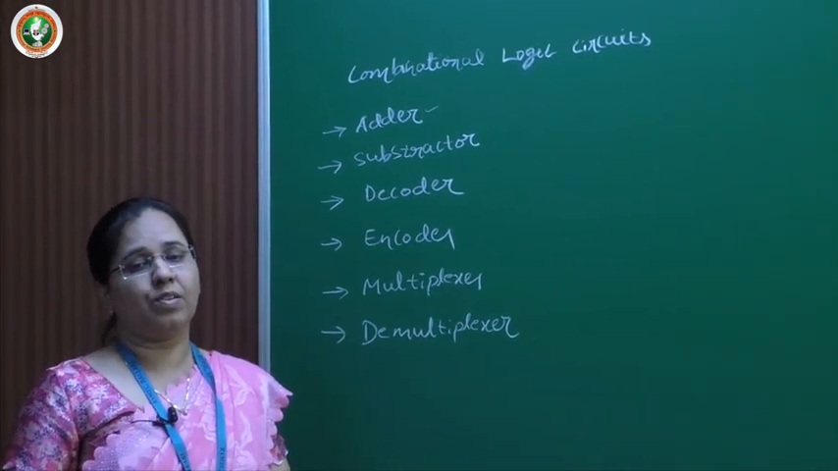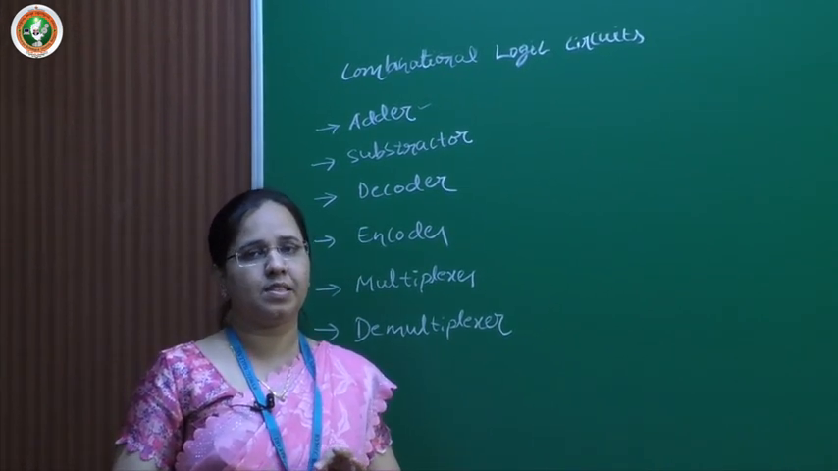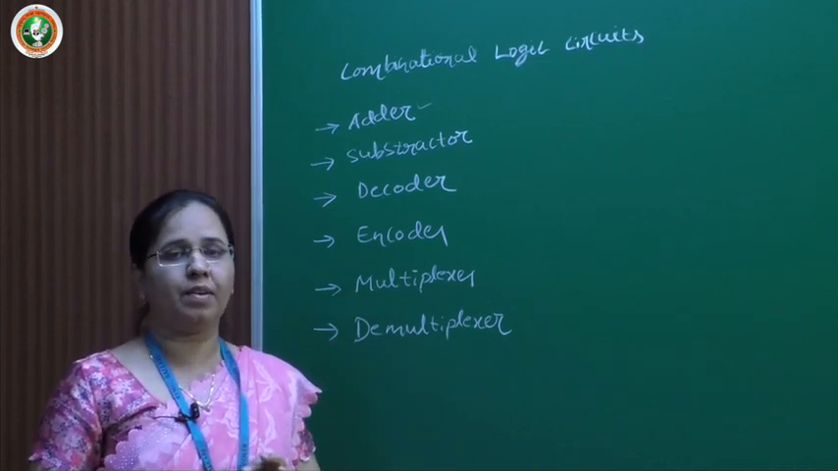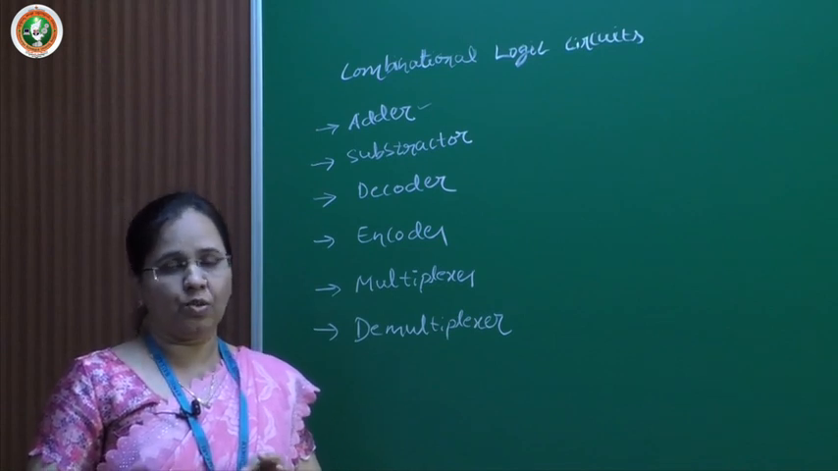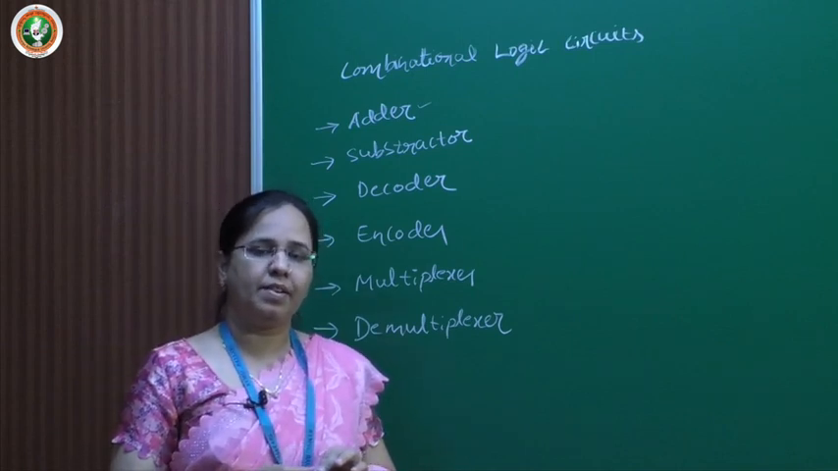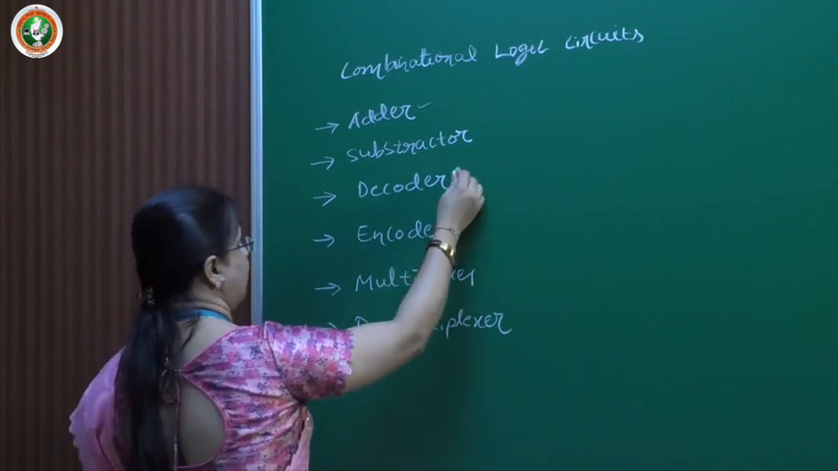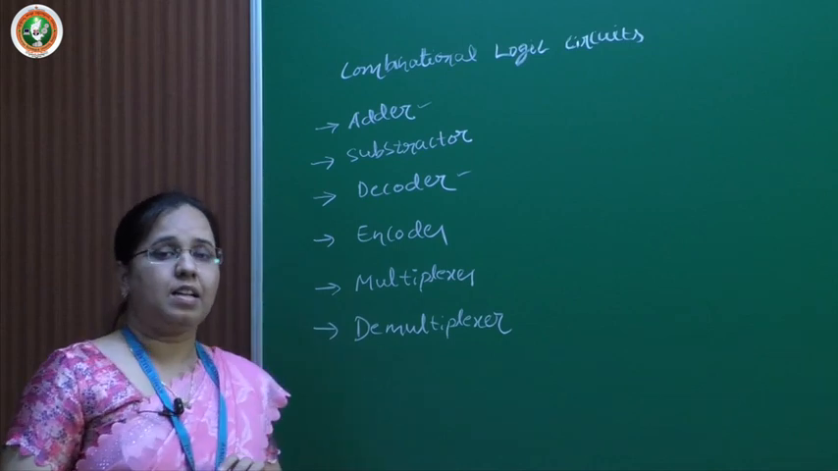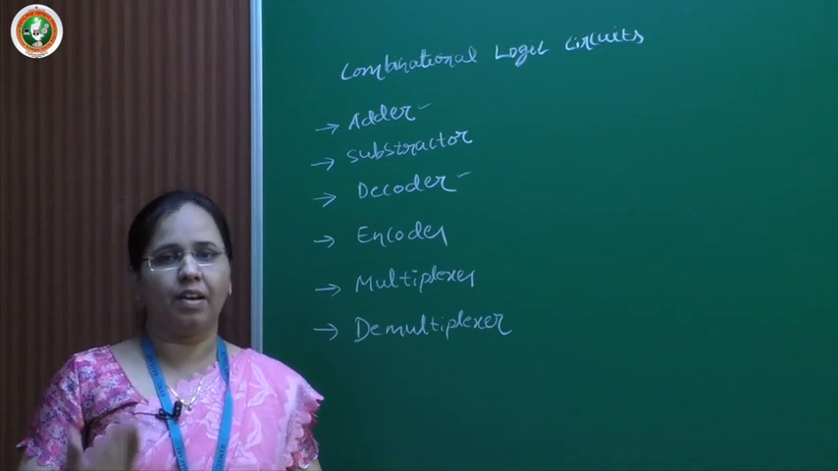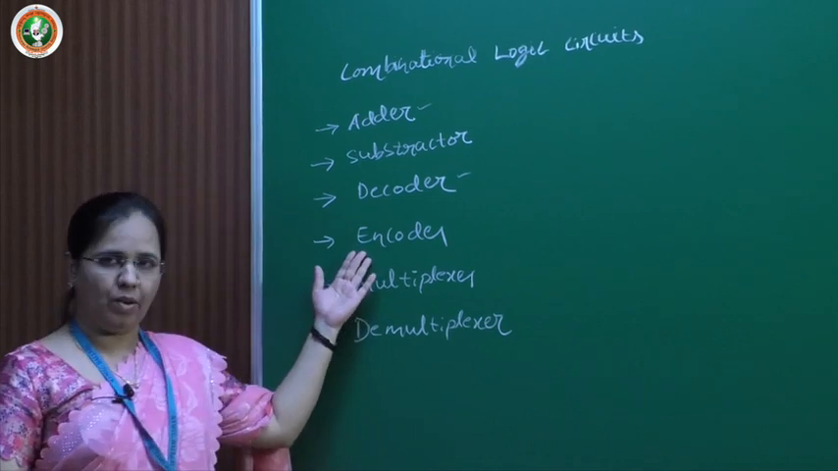For example, we know that digital systems always process data in the form of binary. But the users are not able to understand binary data. So we need a circuit that performs the conversion from binary code to other formats. That is done with the help of a circuit called a decoder. The reverse of this conversion, that is, any type of data being converted into binary data, is done with the help of a circuit called an encoder.